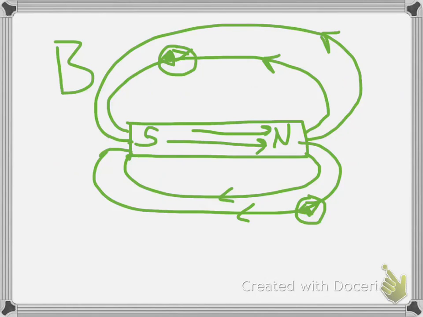Now, magnets are always strongest at the poles, and weakest out towards the middle. So wherever those magnetic field lines are closest together, that's where it's going to be the strongest.